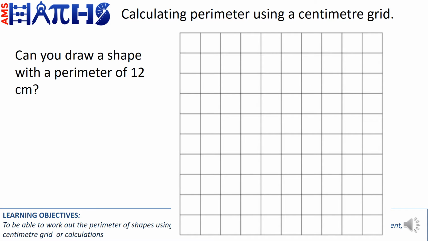Our next task is to use a centimeter grid to draw a shape that has a perimeter of 12 centimeters. Here is an example. Now, to check if it is correct, all I have to do is go around the length of the sides, counting 1 centimeter at a time as I go along to see if I get a total of 12.